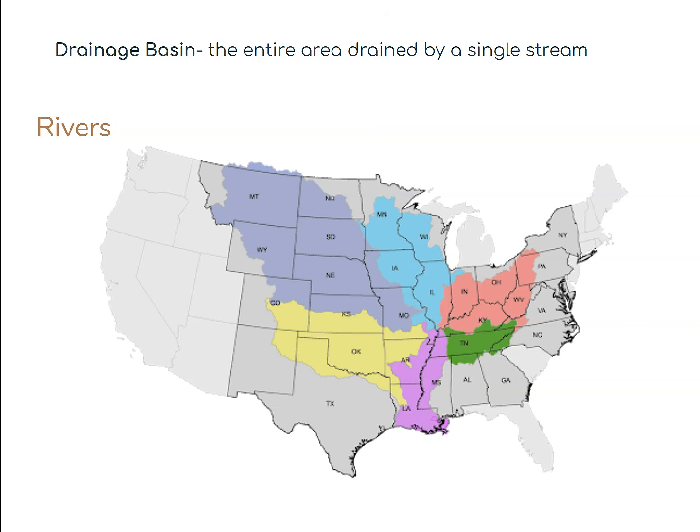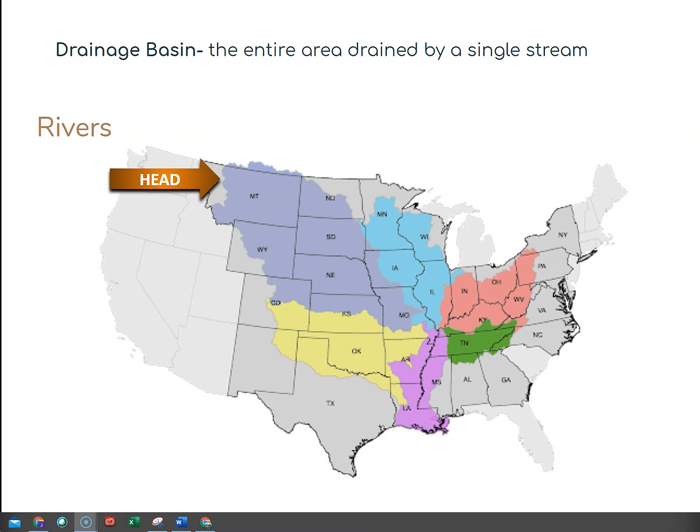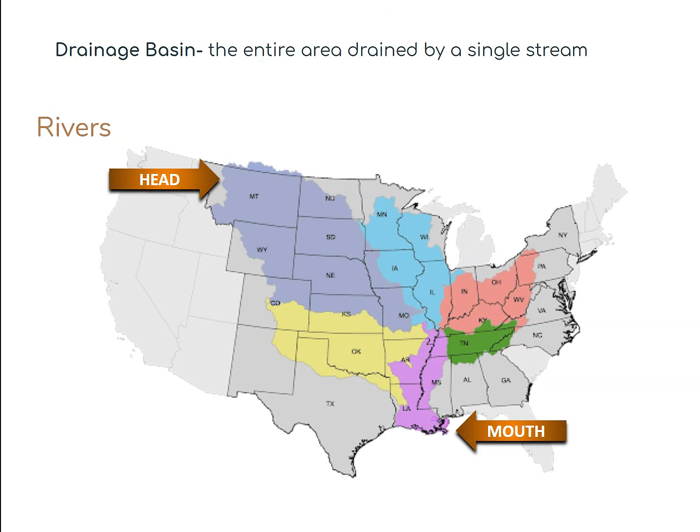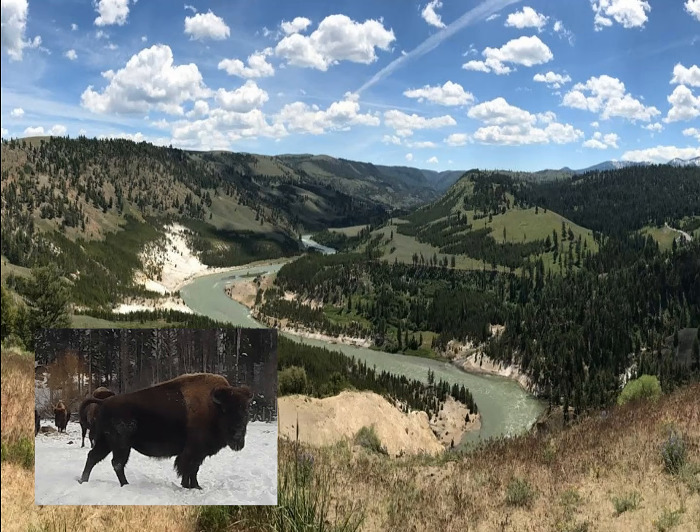Now, a couple parts of the rivers that are nice to know. The top of the river, where it starts, is known as the head. The head of the river is generally in mountainous areas and is the highest in elevation. And then the stream flows towards the mouth of the stream. And the mouth is where the stream either flows into the ocean, meets another river, or stops at a lake. Now, what does this mean to look at the drainage basin?